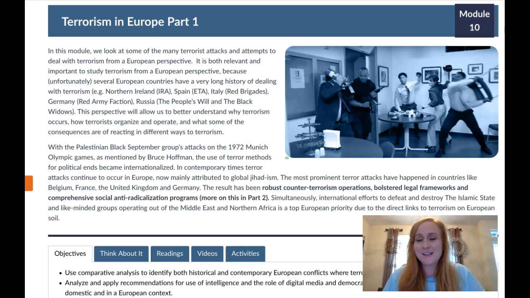Although we have looked at Europe and international terrorism all throughout the class, this is more of a focus on European terrorism. So other students might be asking, why are we doing this? I'll tell you. In this module, we look at some of the many attacks and attempts to deal with terrorism from a European perspective, and it's relevant and important to study because, unfortunately, several European countries have a very long history of dealing with terrorism.